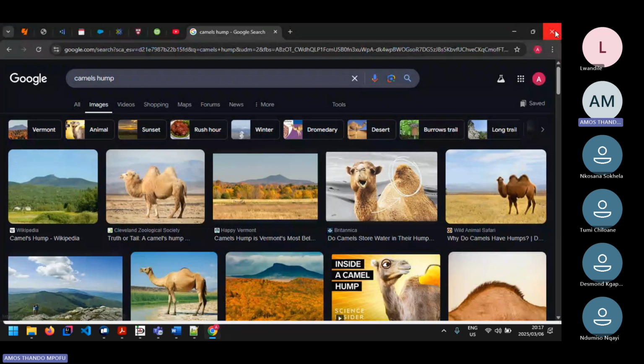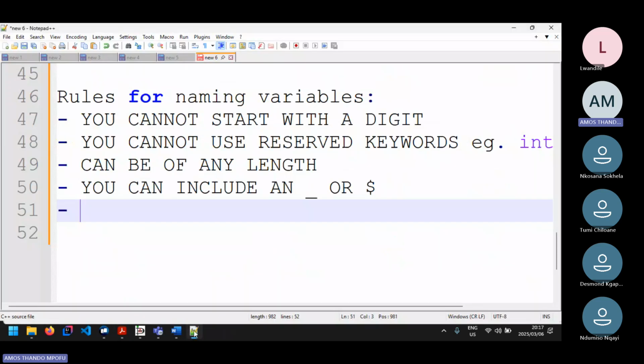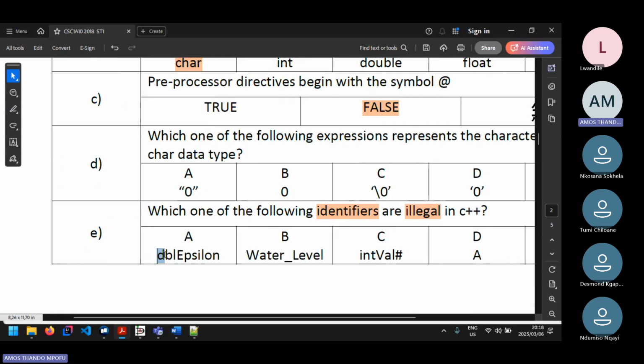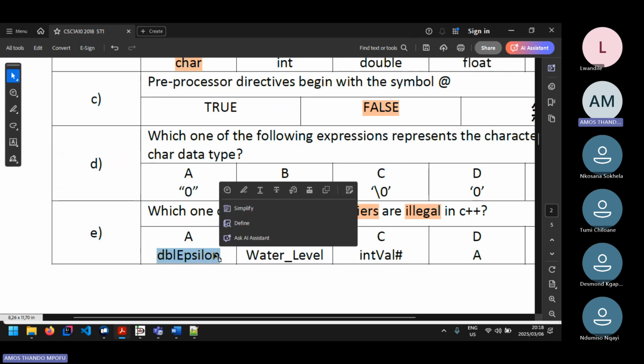I want you to have that picture in your mind. It's not a must for you to use camel case, but it is advised. That means it's not a requirement, it's just advised. If you look at your practical or your PDF question paper, they use camel case here. You see here, this is allowed, this is permitted.